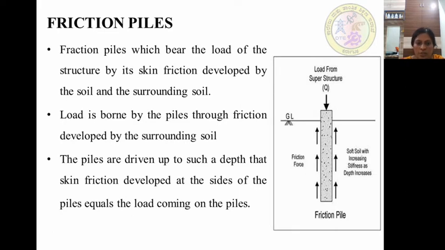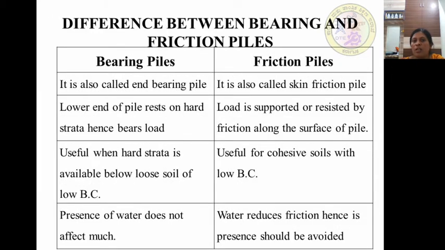The next slide shows the difference between bearing piles and friction piles. Bearing piles are also called end bearing piles. Friction piles are called skin friction piles. Another difference is that in bearing piles the load is resisted by the lower end of the pile, which rests on hard strata, whereas in skin friction piles the load is resisted by the friction along the surface of the piles. Bearing piles can be chosen if hard strata is available, because the loose soil has low bearing capacity, whereas friction piles are provided over cohesive soil with low bearing capacity.